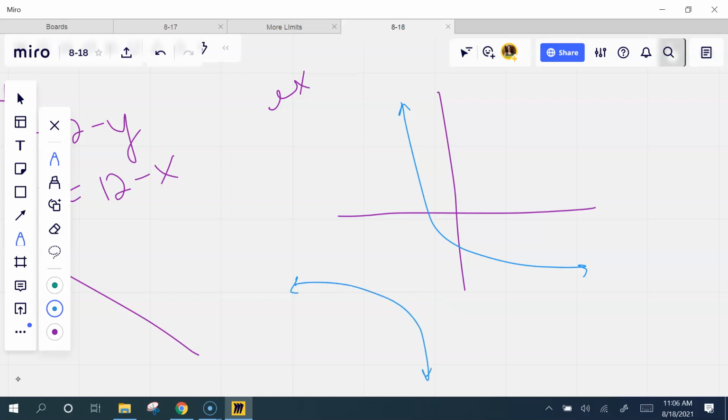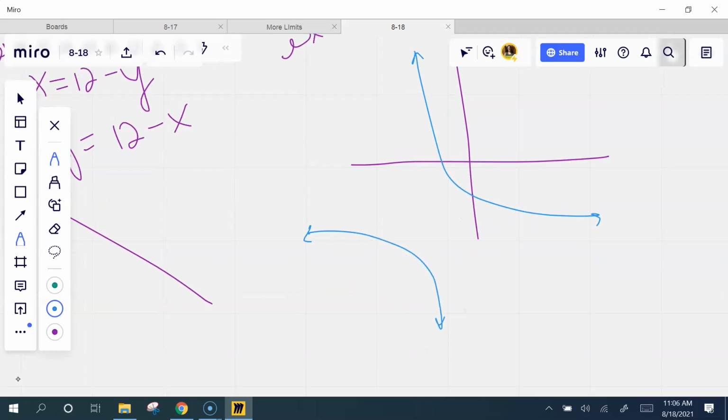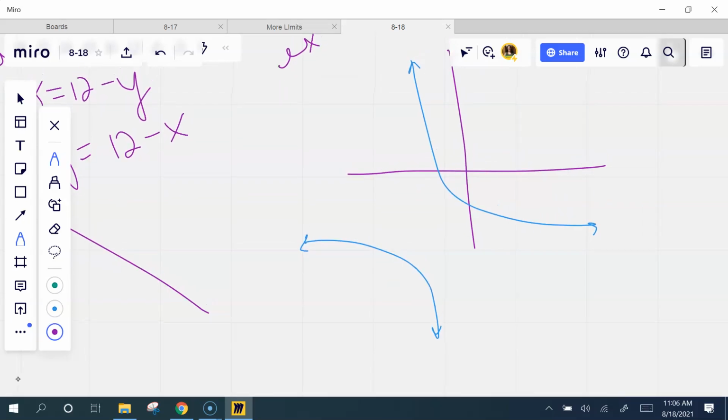All right, function or no? I can't tell because it might have been a drawing error. You can tell what this is supposed to be. There's an asymptote here. Yes, this is a function. It didn't have an equation, just a graph.